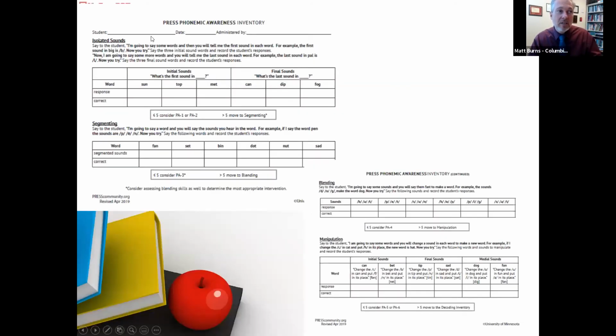And I mentioned this already. Here's the phonemic awareness inventory. There's also, the Press has a decoding inventory. I help co-author Press, but I get no royalties, so me talking about it, I don't benefit from it financially at all. But it's a quick little screener. You can see initial sounds, final sounds, segmenting, blending, and manipulating. A cool little quick tool. Takes just a couple minutes to do, and you can tell if the kid struggles with phonemic awareness or not.